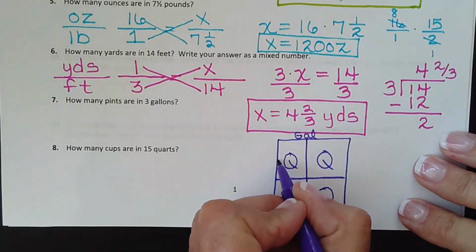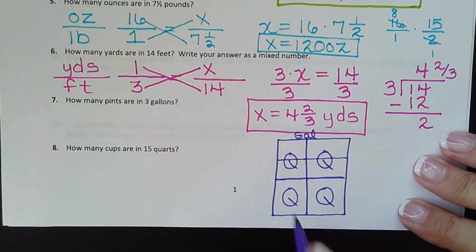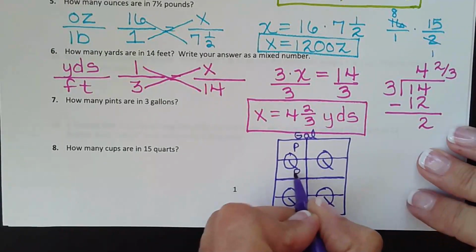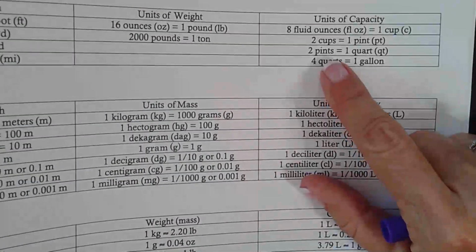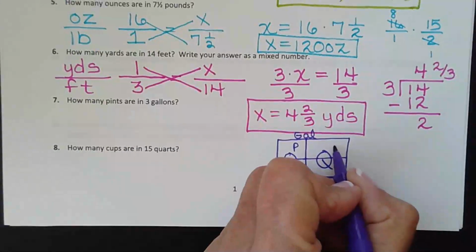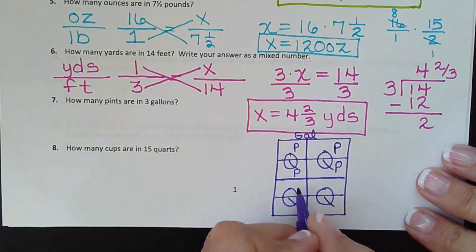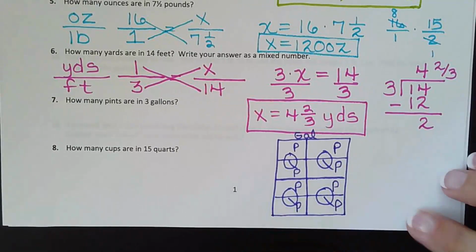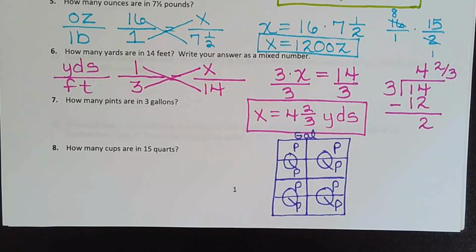Then you cut each quart in half. And 2 pints make a quart. And again, that is on your formula sheet. It tells you 2 pints, 1 quart. So pint, pint, pint, pint, pint, pint, pint, pint. I sound like an English person asking for a beer.